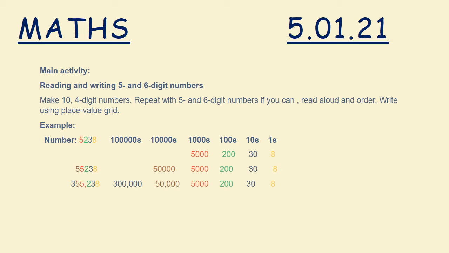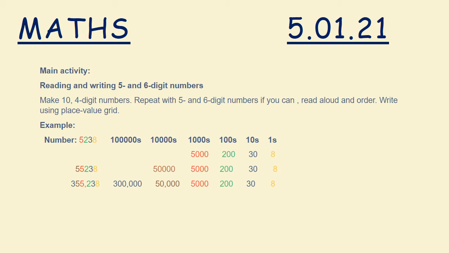Now it's time for your main activity. If you still struggle, please start from this activity. You have to make 10 4-digit numbers. You have to repeat this activity with 5 and 6-digit numbers if you can. And then you have to read aloud and order the numbers. You have to write using a place value grid.